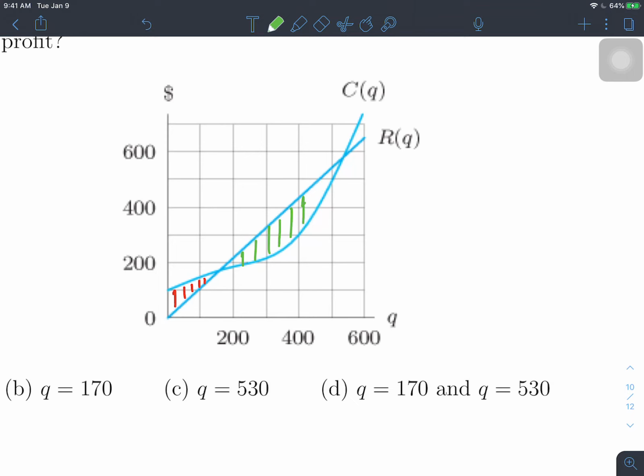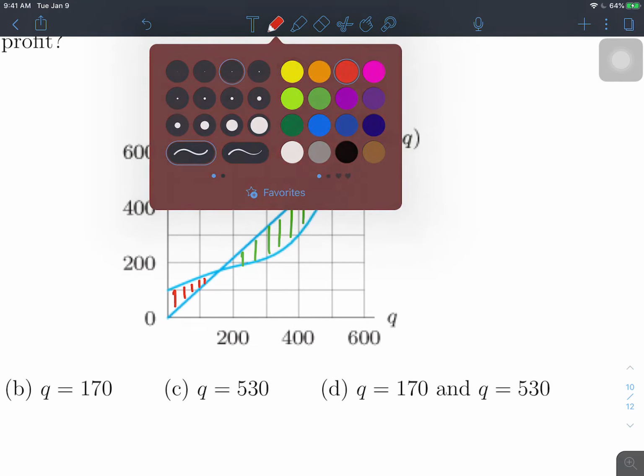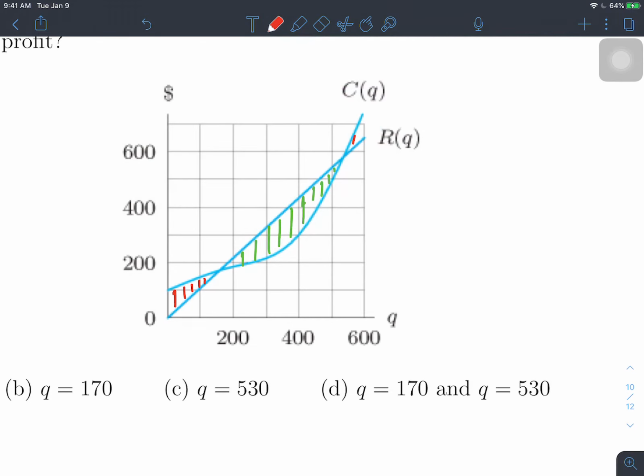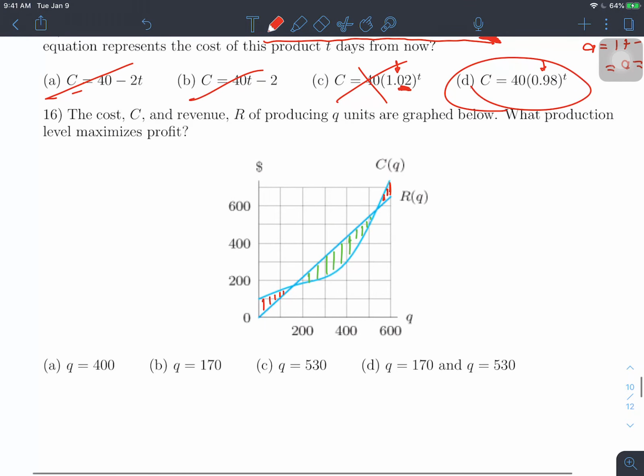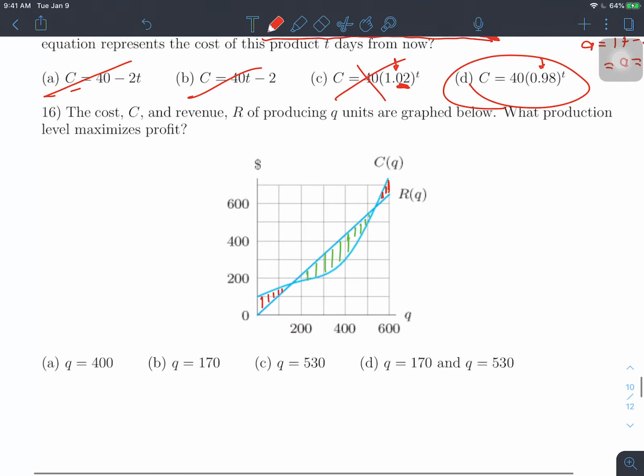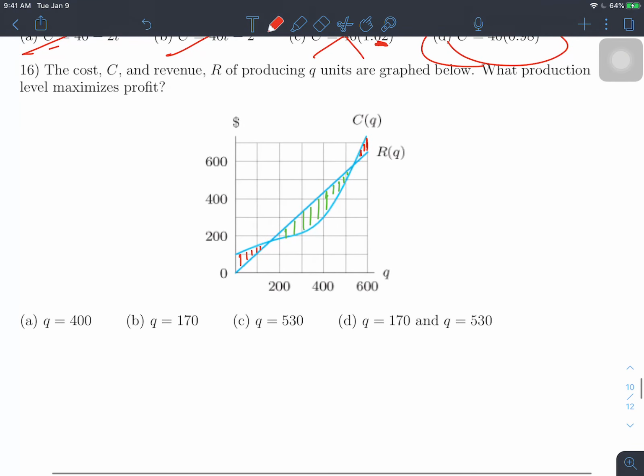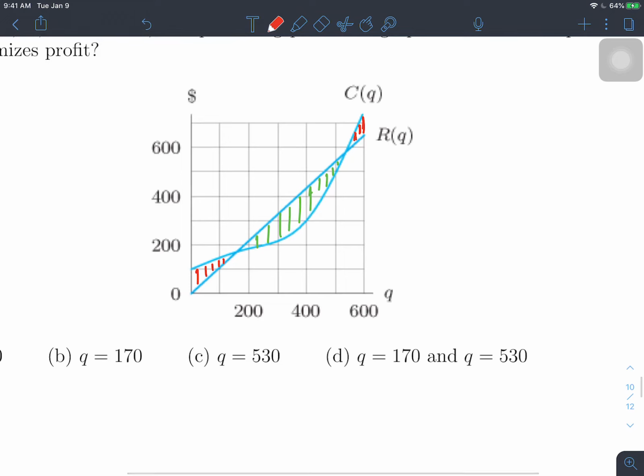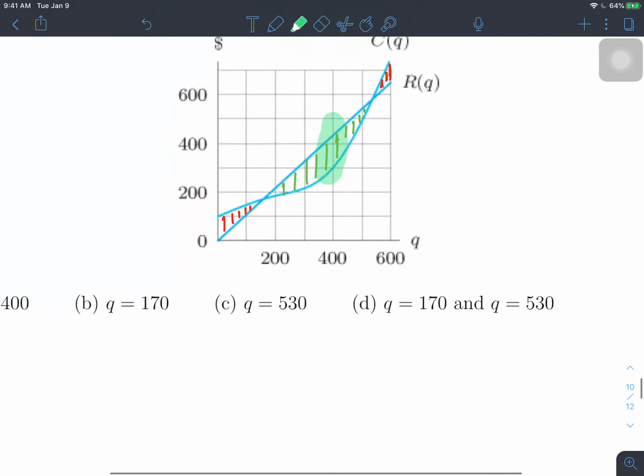And the bigger our green line is, the better. We want our green line to be very big, because big green line means big money. We like money. Okay, so we want to find the place where the green line is the biggest. I don't know, it looks like it happens somewhere in this region.